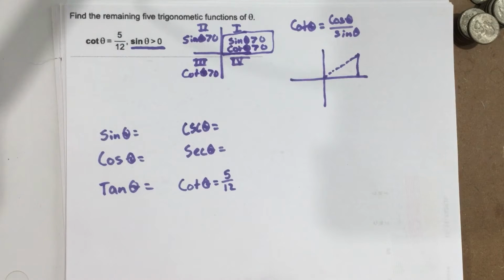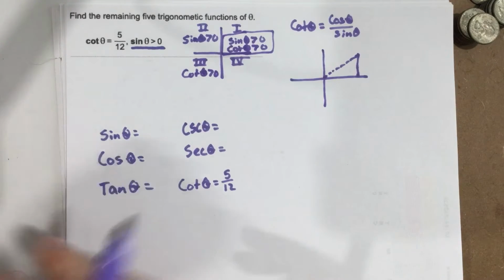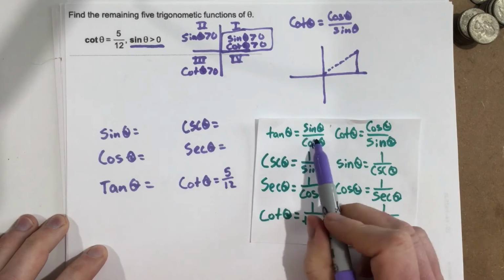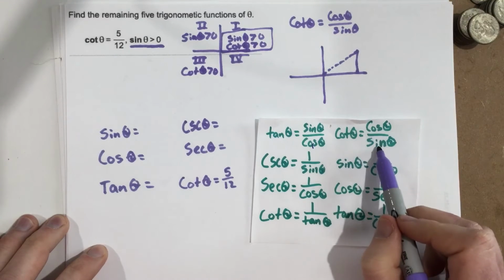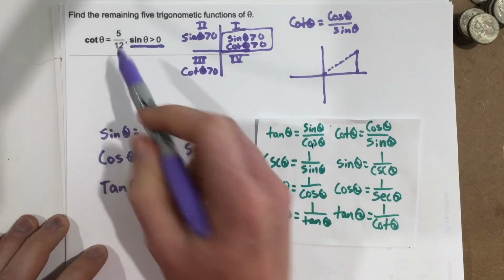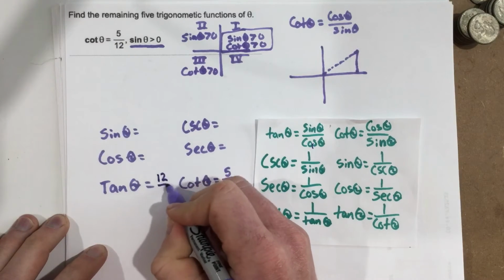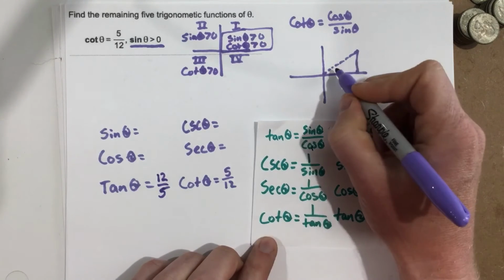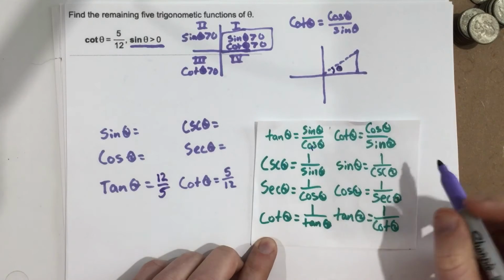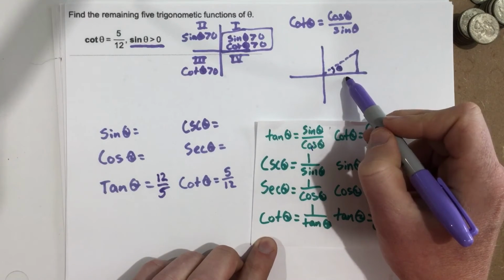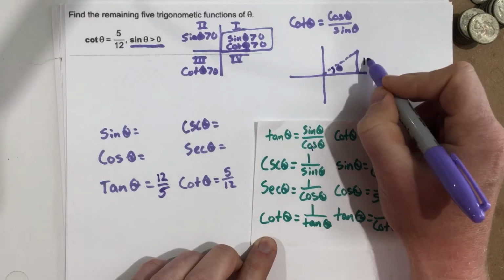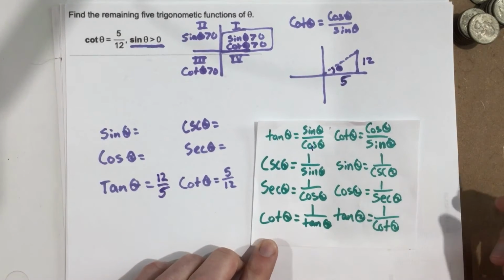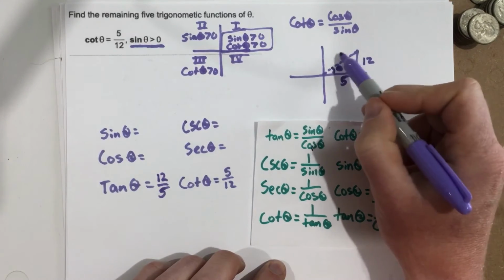And if we look at our trig functions, we can see tangent is sine over cosine, cotangent is cosine over sine, so if we just flip this fraction, we know what tangent is. So 12 over 5 is tangent. That's easy. So then if this is my theta here, I know tangent's opposite over adjacent. So I can say that this is 12 and this is 5.